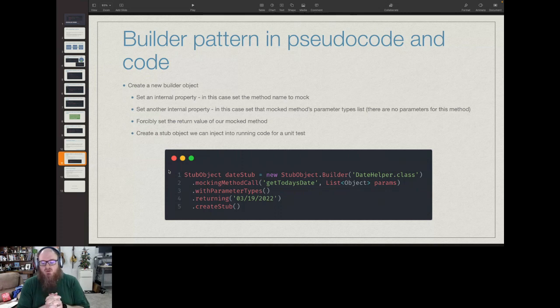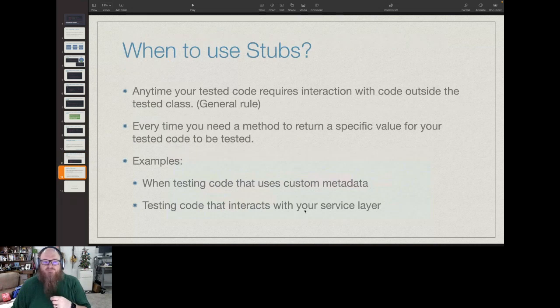Okay. So the question I always get then is, oh, that's cool. When should I use stubs? All the time. Anytime your tested code requires interaction with code outside your tested class. That's my general rule. Now, what people don't realize is the vast scope of what that general rule covers.